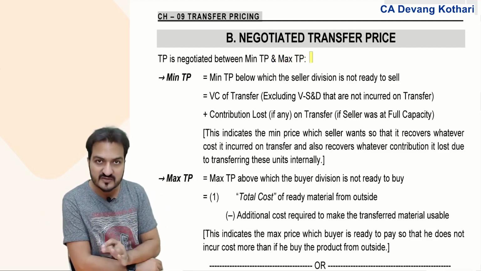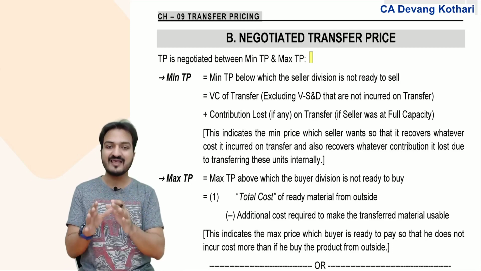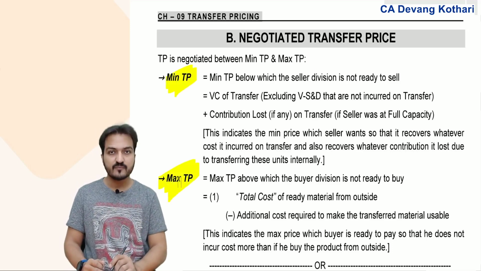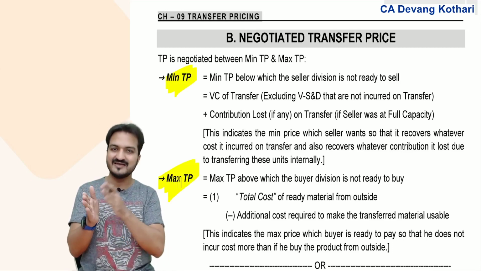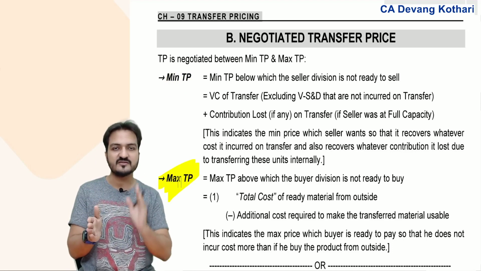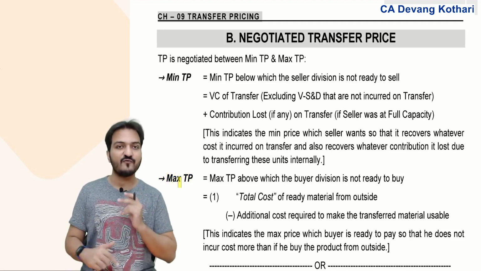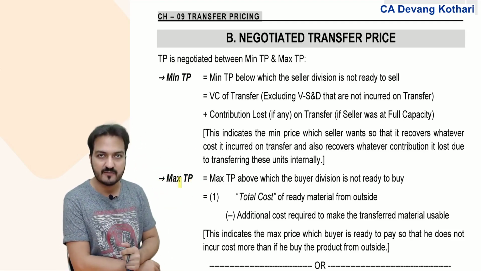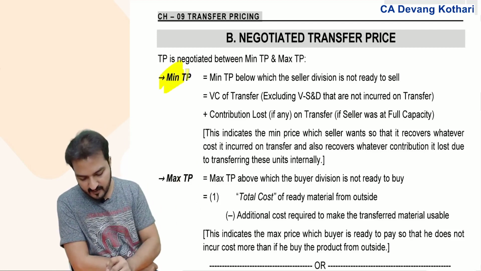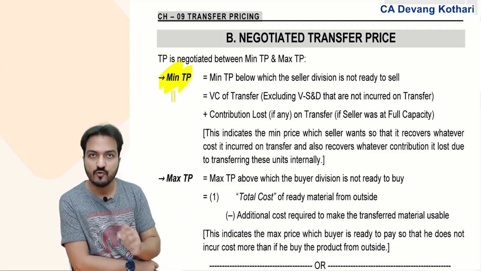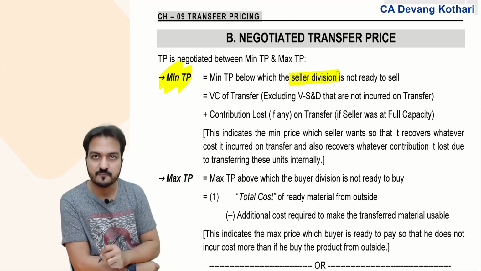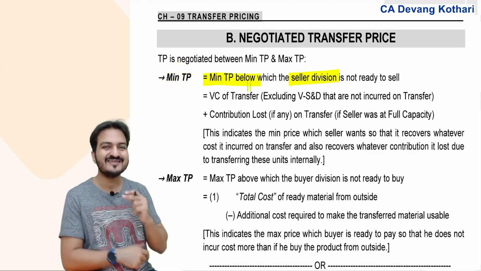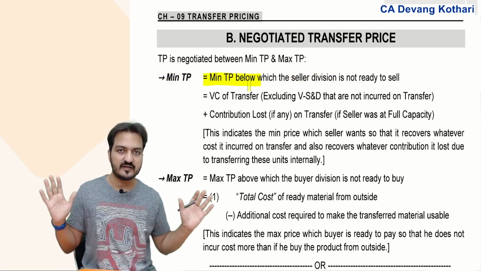Yes, so the rule is that I will calculate minimum TP, we will calculate maximum TP, and if the minimum TP is less than maximum TP, then yes, transfer should be done, and the final transfer price should be decided between this minimum and maximum. What is minimum TP? Minimum TP is from the viewpoint of the seller division. It is the minimum price below which the seller division is not ready to sell.